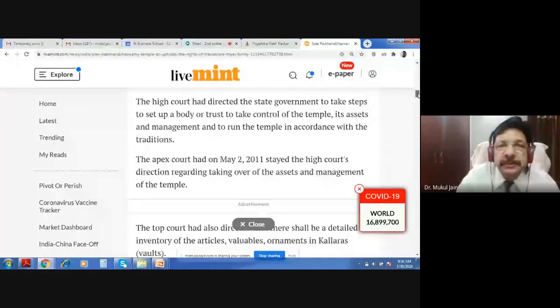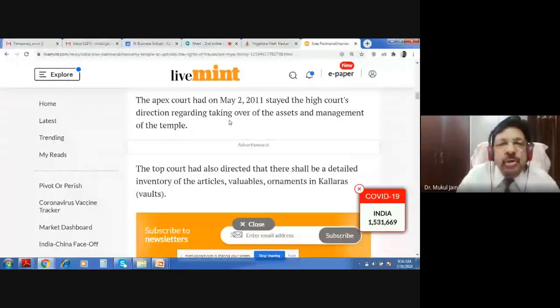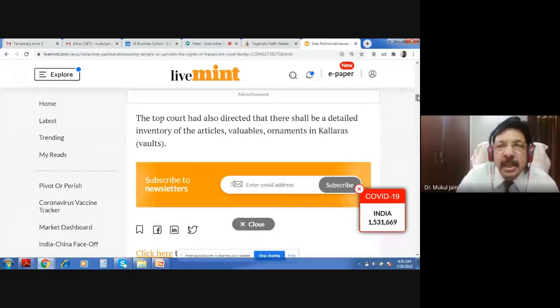उसके बाद एपेक्स कोर्ट यानी सुप्रीम कोर्ट ने स्टे लगा दिया था 2011 में. 9 साल से सुप्रीम कोर्ट में केस था ये. हाई कोर्ट ने कह दिया था स्टेट गवर्नमेंट टेक ओवर कर ले टेंपल को. The top court had also directed that there shall be a detailed inventory of the articles, valuables and ornaments in Kallara vaults.